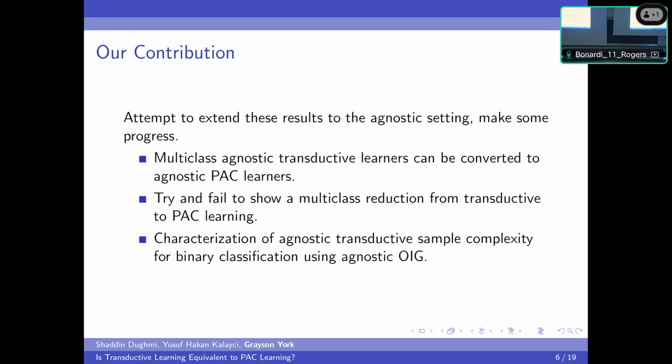So what we're going to do is restrict our attention to the binary classification setting, and we're going to precisely characterize the sample complexity of the agnostic one inclusion graph for binary classification. And that's going to allow us to show equivalence in the agnostic case in the specific setting of binary classification.